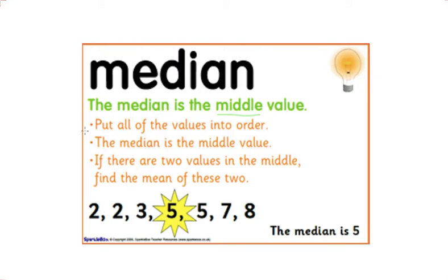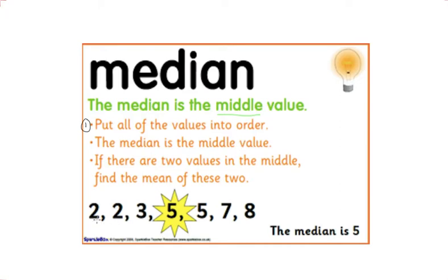first thing we have to do is we put all of the values, the numbers, into order, okay? And when we say order, we usually start at the lowest number and then we go to the highest number. So from low to high. So you can see here 2, 2, 3, 5, 5, 7, 8. And then the median is the middle value. Okay? So all we have to do here is find what number is in the middle.